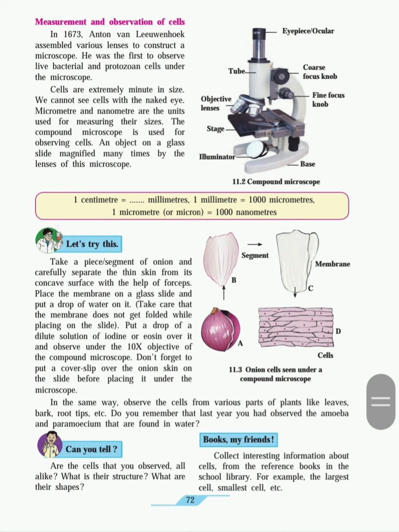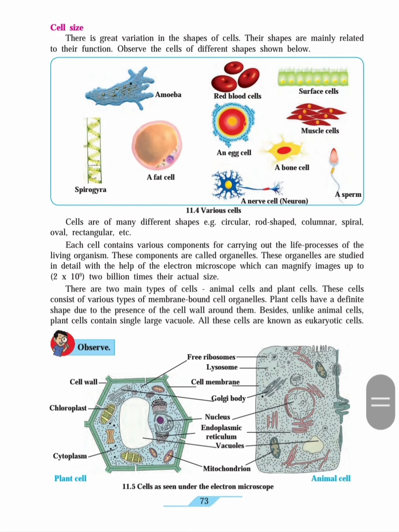So as there are units like centimeter, kilometer, kilogram, even for cells, to measure their size, the units are micrometer and nanometer. Okay, just observe figure 11.4. Various cells. These are the different types of cells. Their functions are also different. There is a great variation in shapes of cells. You can see the shapes are also different. The shapes are mainly related to their function. Observe the cells of different shapes shown below.